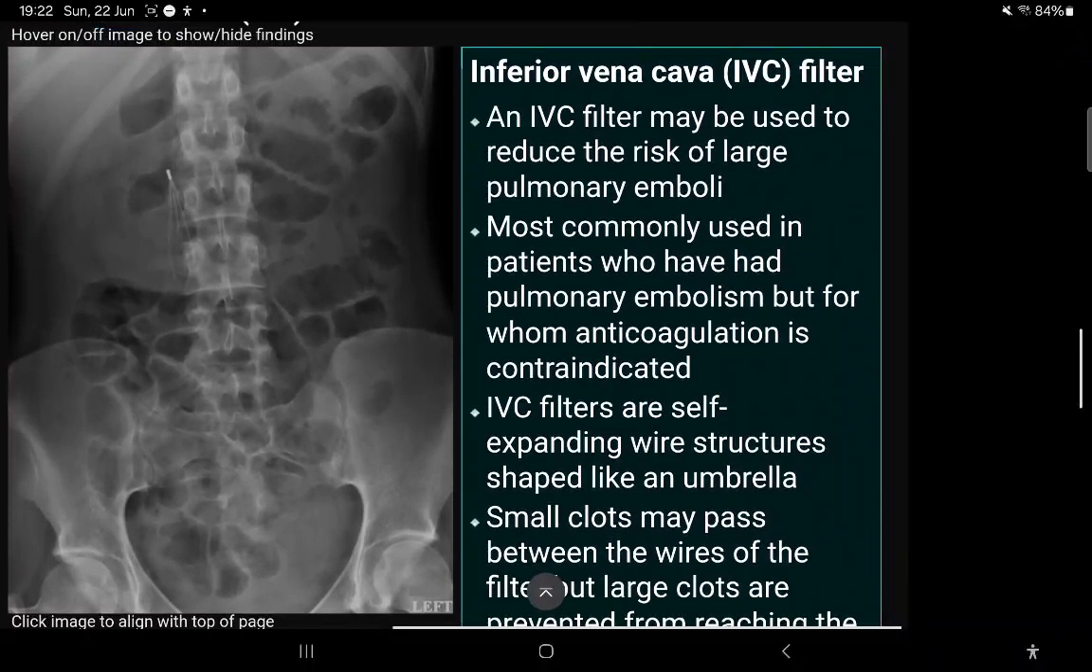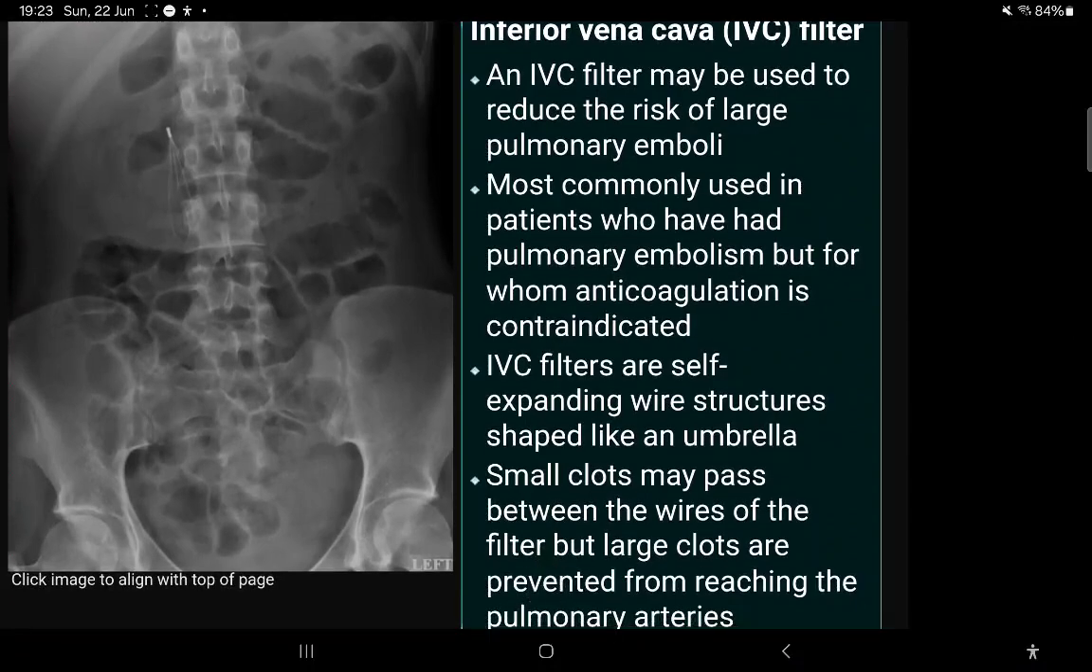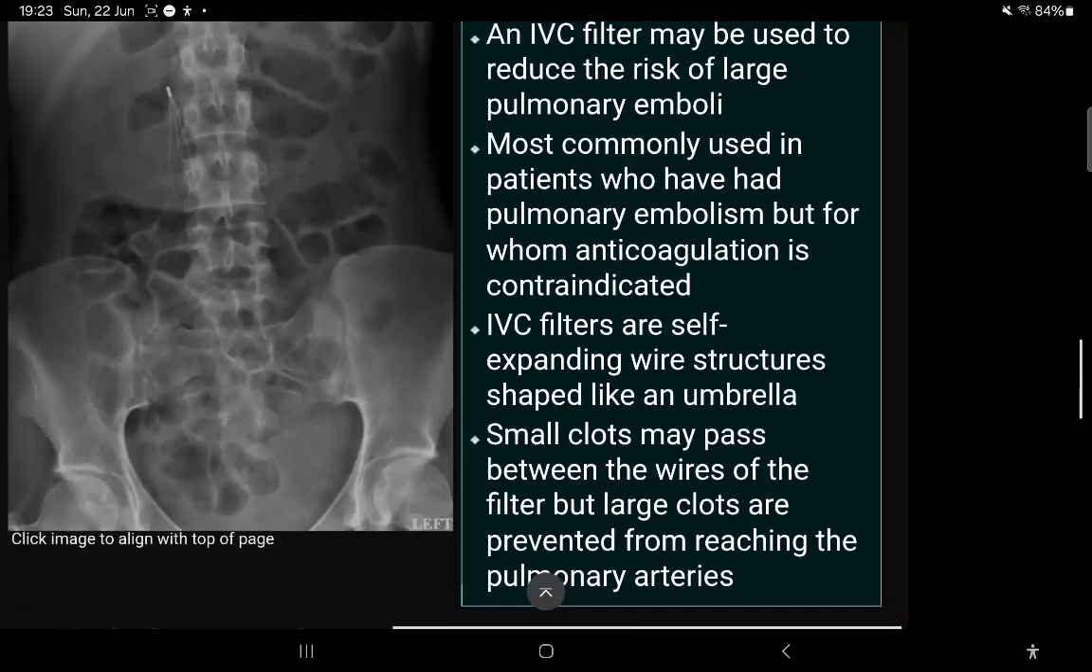Inferior vena cava filter, IVC filter. An IVC filter is used to reduce the risk of a large pulmonary embolism, most commonly used in patients who have had a pulmonary embolism but for whom anticoagulation is contraindicated. IVC filters are self-expanding wire structures shaped like an umbrella. Small clots may pass between the wires of the filter, but large clots are prevented from reaching the pulmonary arteries.